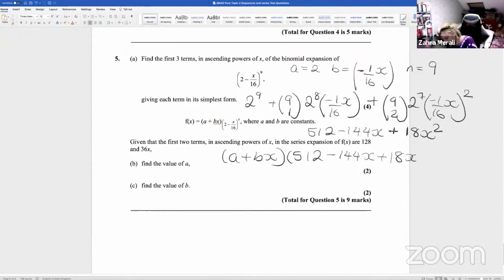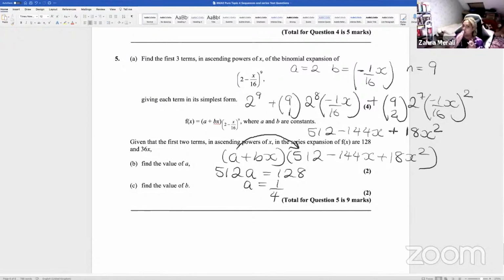Okay. And I'm told the first 2 terms are 128 and 136x. Okay, so the first term is just going to be those 2 multiplied by each other. Everything else is going to give me an x term. So I know that 512a must equal 128. So a must be 1/4, because 128 divided by 512 gives you 1/4.